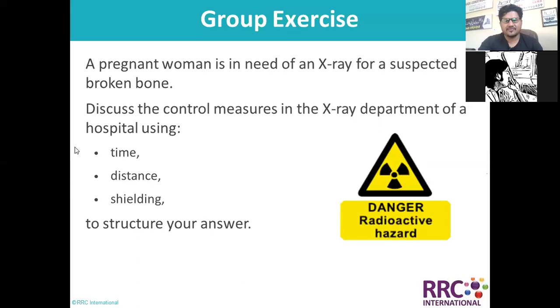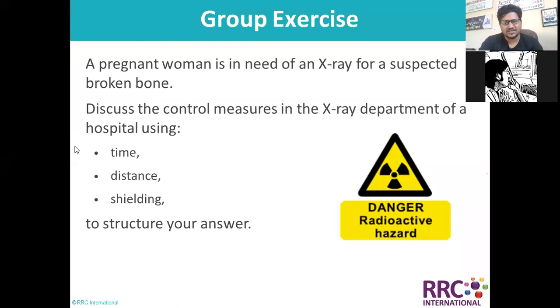So any idea if anybody can voluntarily discuss what control measures in the X-ray department of a hospital using time, distance, and shielding? Because ionizing radiations are there. So how would you respond to this question? What control measures? Like you will do the X-ray as quick as possible, you will reduce the time, or you'll do it one time or two times? How are you going to make sure, and what would be the distance?